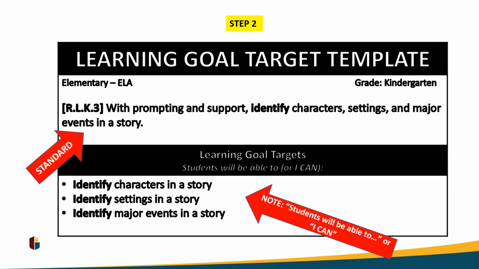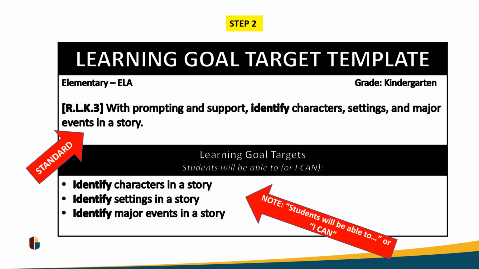Now, let's take a look at an example of a learning goal target. Notice that the standard is written in standard language. Underneath are your learning goal targets or your I can statements. Notice that this reflects an unpacked standard. This is where your prior knowledge of procedural and declarative knowledge will come into play.